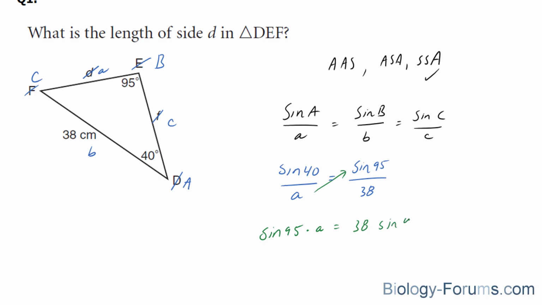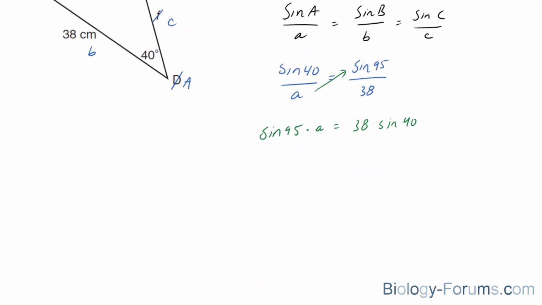And many students will evaluate this side and come up with a decimal number, and evaluate this side and come up with a decimal number and write it down. And then in the end, they get a number that is a little bit off from what the teacher is expecting. So to prevent that from ever happening, since we are isolating for A, we can divide both sides right now by sine 95, and we don't have to evaluate sine 95. We don't have to plug it into our calculator just yet.